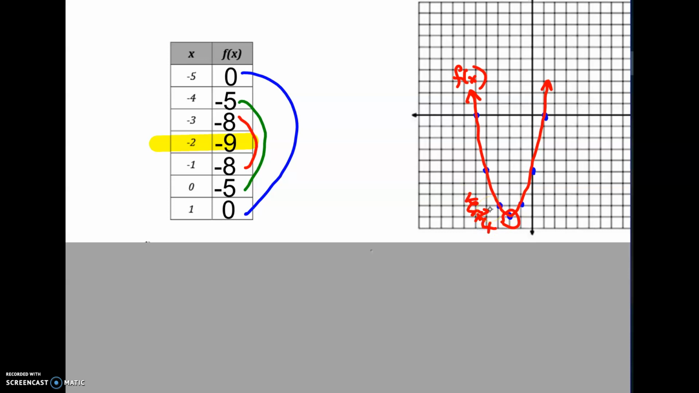You cannot graph a parabola or a quadratic unless you have found the vertex. So the vertex is the most important point for you to find before you decide which numbers you're going to graph from your table.